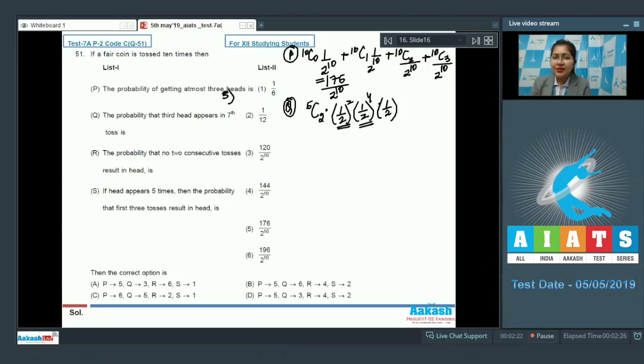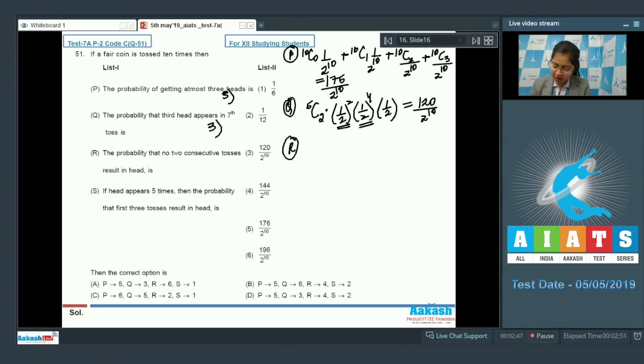Now in the remaining 3 tosses, each can either be head or tail, so its probability will be 1. So solving this, we will get it equal to 120 divided by 2^10. That is, it matches with option number 3.